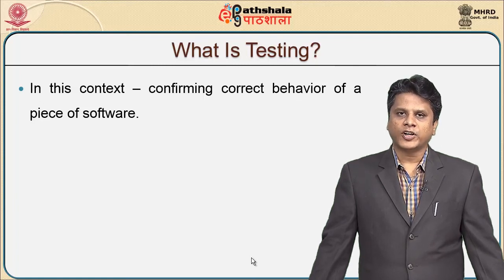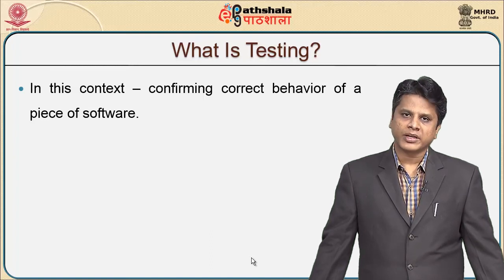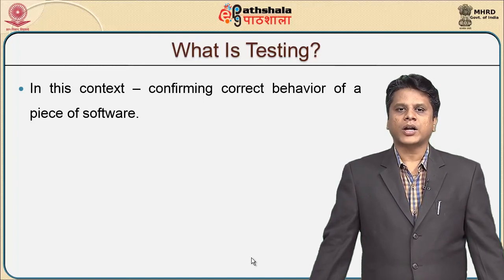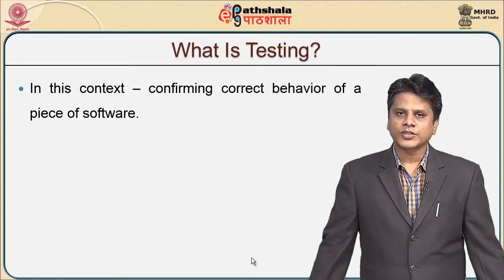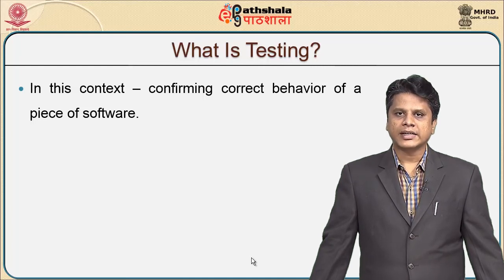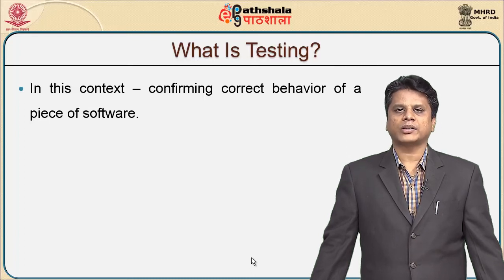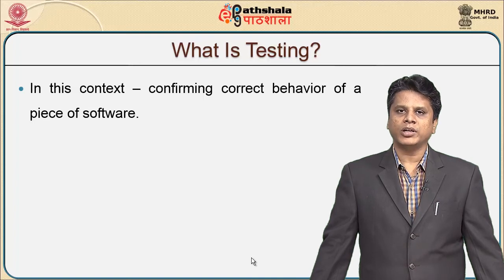Anything which confirms a change of behavior, or a change of behavior, is supposed to be an error. So in this context, we are confirming that the correct behavior of a piece of software needs to be ensured, so that is the actual role of a tester. So we may have to ensure that the intended behavior of a software is achieved.